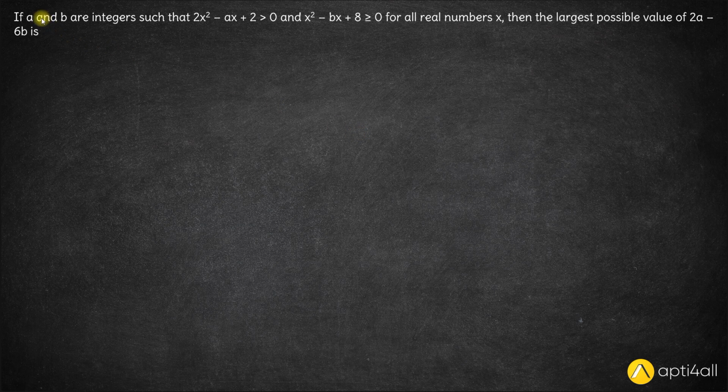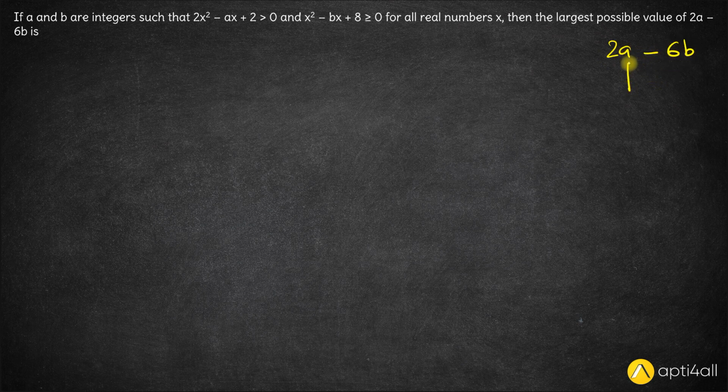Hi, here we have a and b are integers such that 2x² − ax + 2 is always greater than 0 and x² − bx + 8 is greater than or equal to 0 for all real numbers x. Then the largest possible value of 2a − 6b is what? So we have to figure out the largest possible value of 2a − 6b.